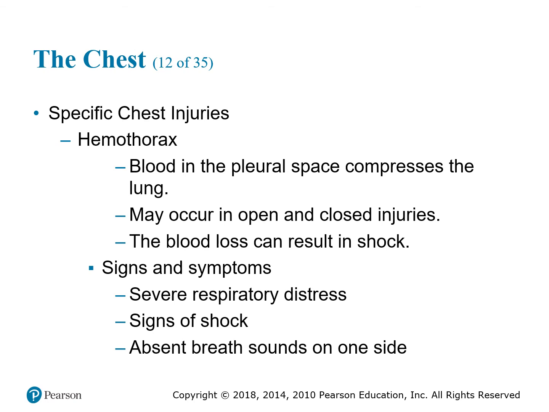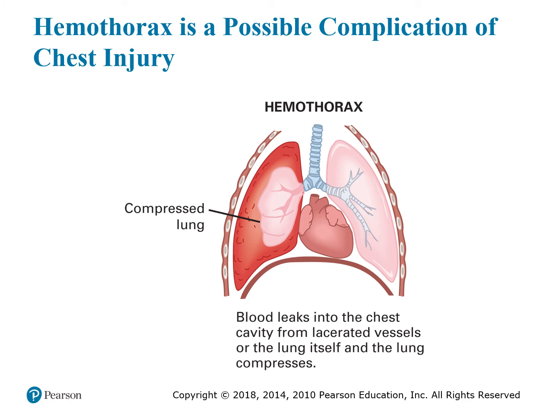Now, some of our signs and symptoms: severe respiratory distress, signs and symptoms of shock, so hypotension. With this, you could see similar signs to your pneumothorax and tension pneumothorax, which would be diminished or absent lung sounds on the affected side. So these are things to look for in these patients. All right, so here we go. We have the compressed lung. Now, the only thing is here it's blood, not air.